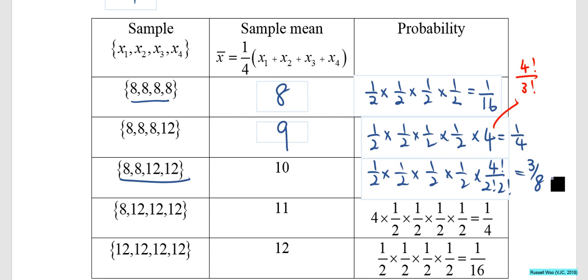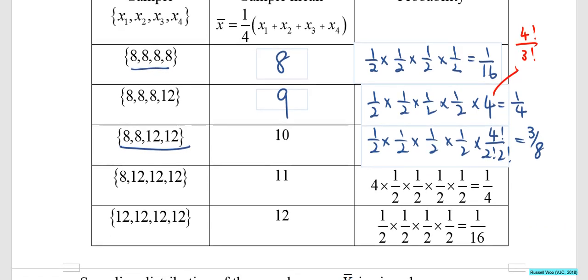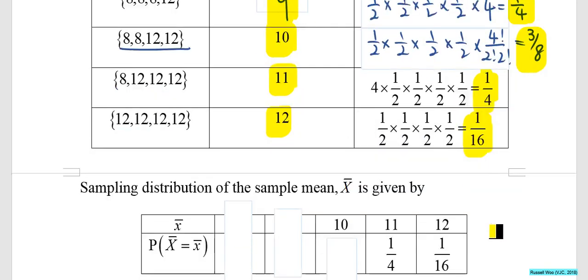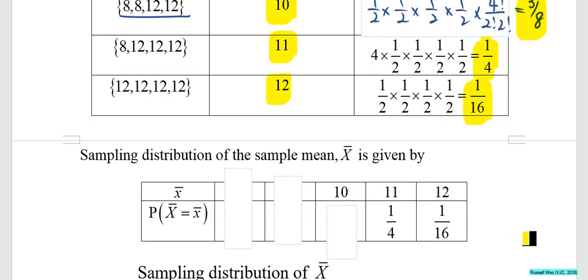Okay, let's come back. What do we want to do? We want the probability distribution of the sample mean. And the sample mean could be any of these values. The rest is calculated for you. And the probability of sample mean being 8 is 1 over 16. This one, this one, this one. So I'm going to transfer this to a simpler looking table.